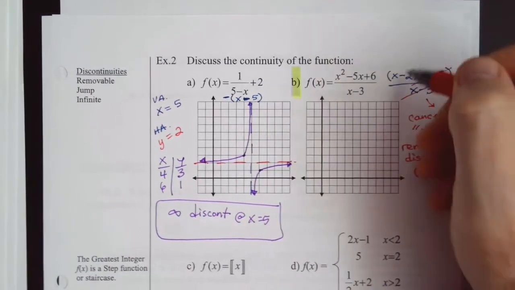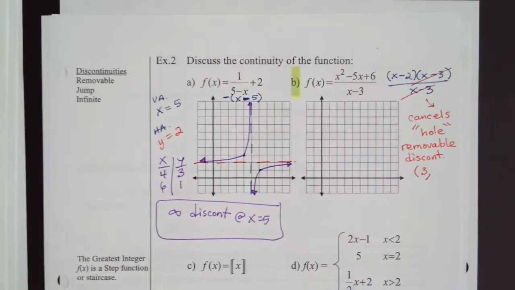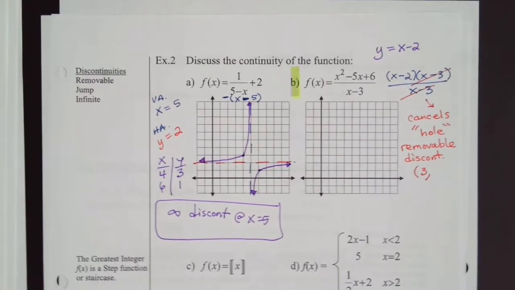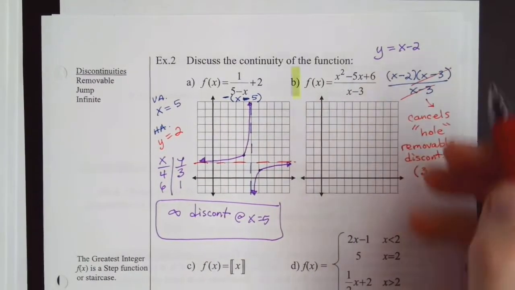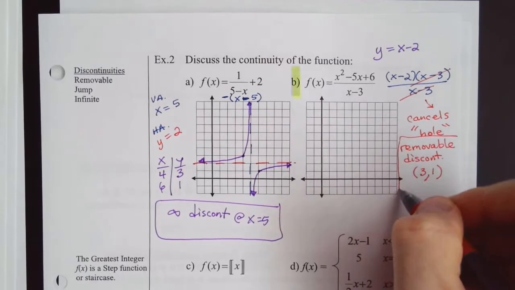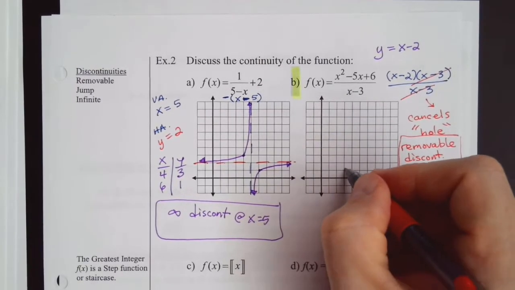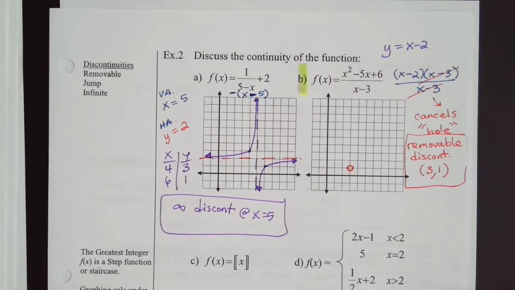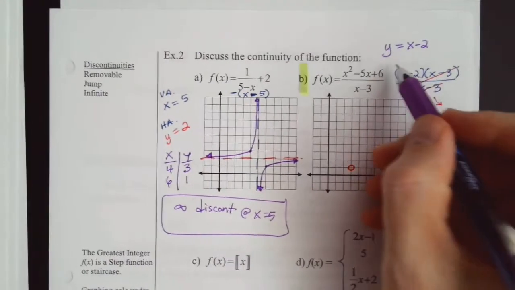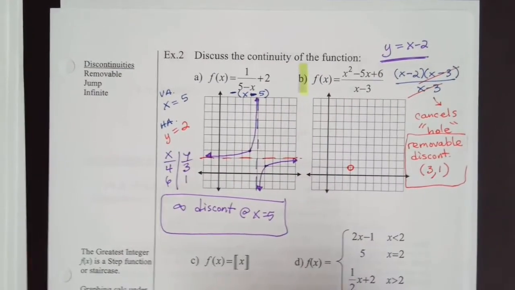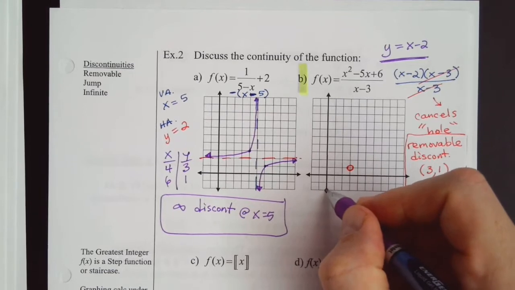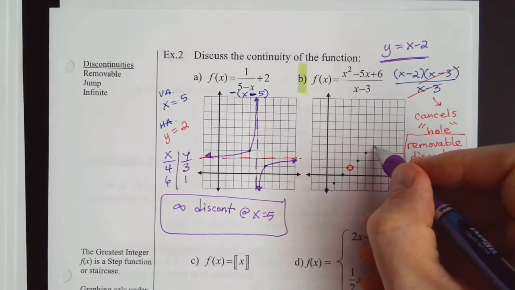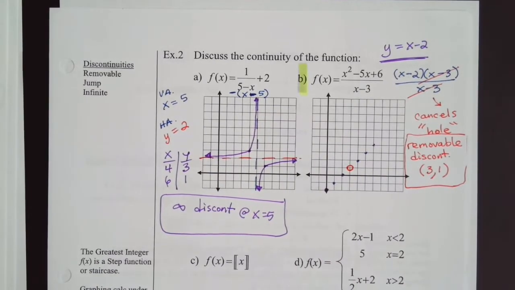Now, if you divide that out, basically what we're looking at is y equals x minus 2. So if we plug 3 in here, we get 3 minus 2 is 1. So our removable discontinuity is at (3, 1). So we could actually go over there and put an open circle, a hole in the graph. Now, the equation that we're trying to graph is y equals x minus 2. That's a line. The y-intercept is negative 2. The slope is 1. And that does pass along the line with our hole.